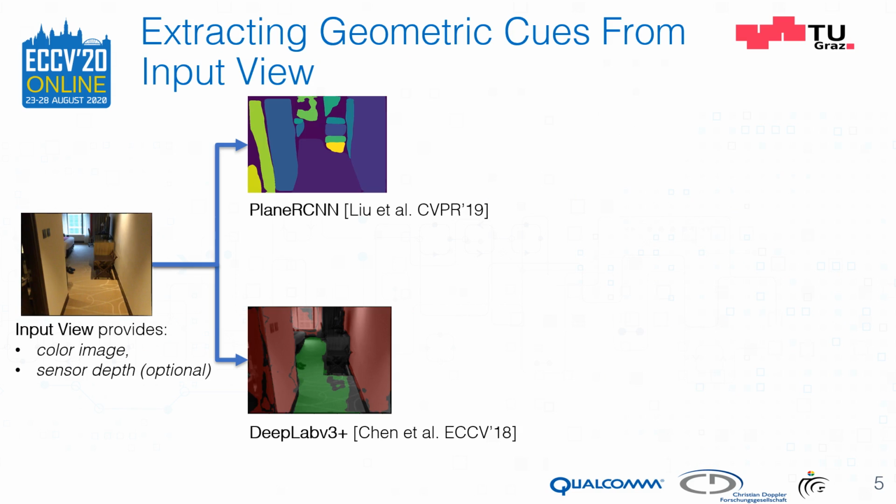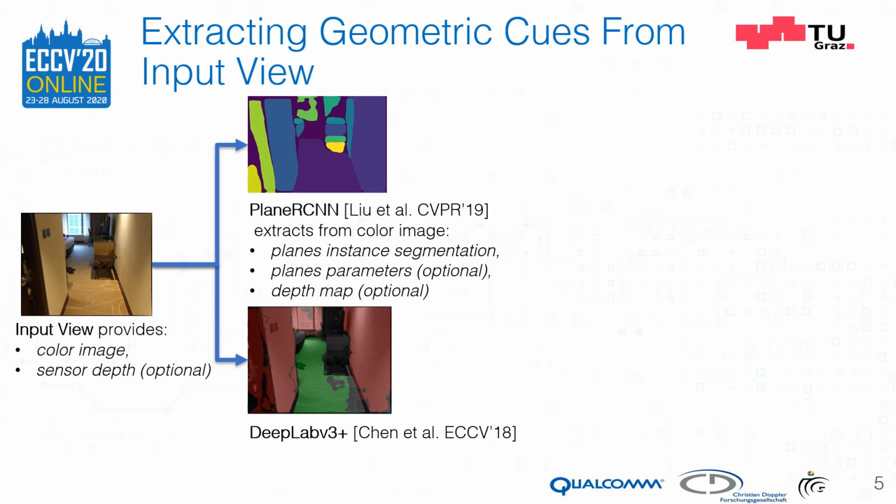Given a single input view, consisting of color image and optionally sensor depth, we rely on state-of-the-art methods for plane detection and semantic segmentation to extract 3D geometric cues. From the color image, PlaneRCNN extracts planes instance segmentation. Optionally, it predicts corresponding plane parameters and a depth map that are used in cases when sensor depth data is not available.